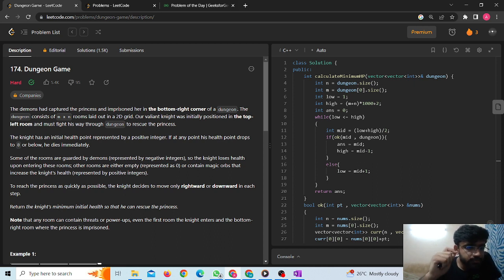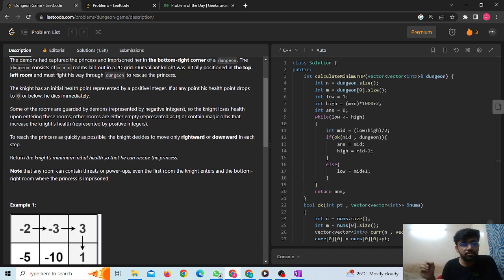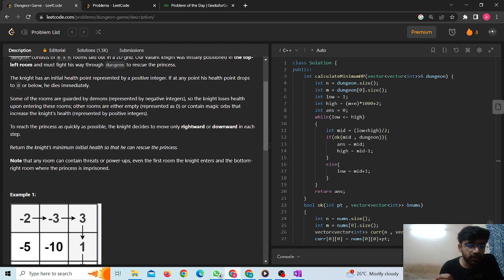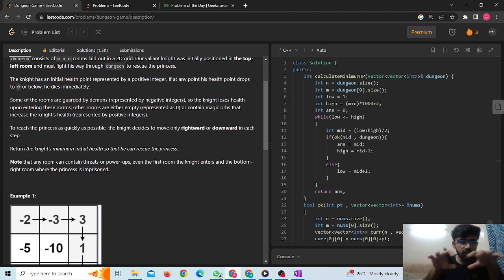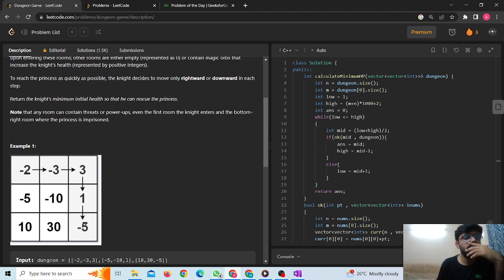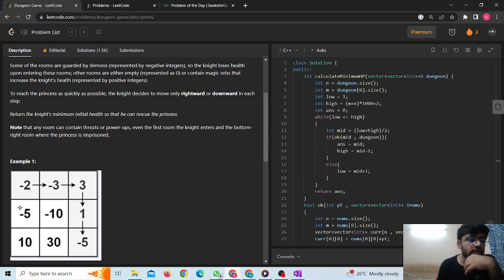So the problem says that there is a demon that has captured the princess and has imprisoned her in the bottom right corner of the dungeon. The problem has been framed as a story: there is a princess that has been captured over here, and then there is a man or knight over here, and he wants to rescue or free the queen that has been locked over here.